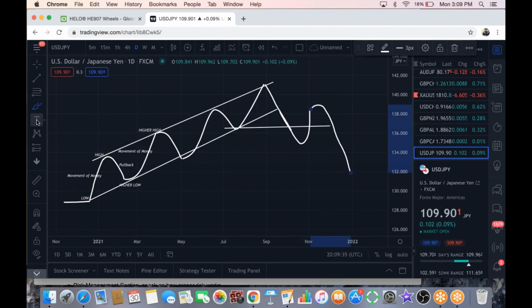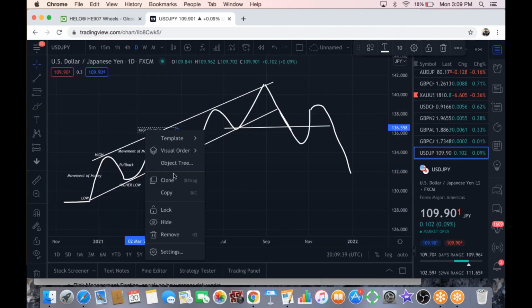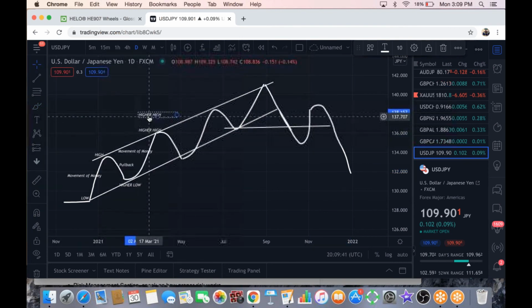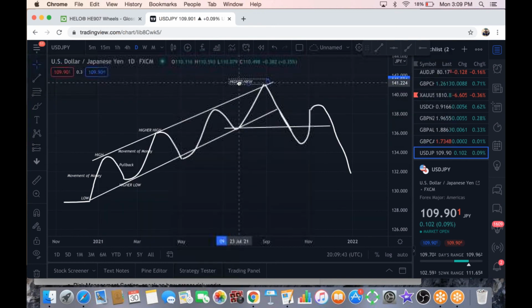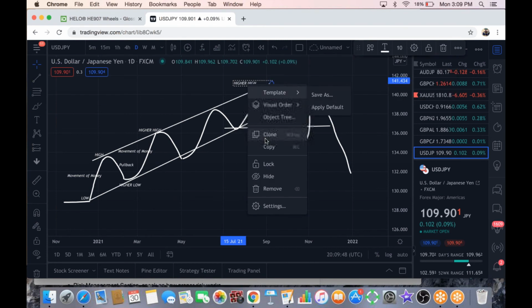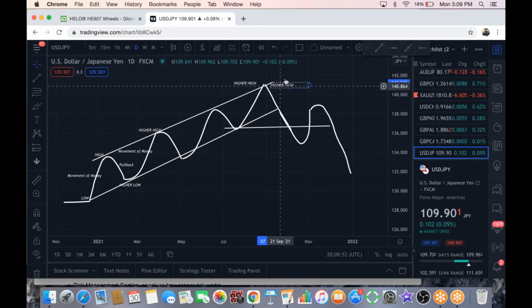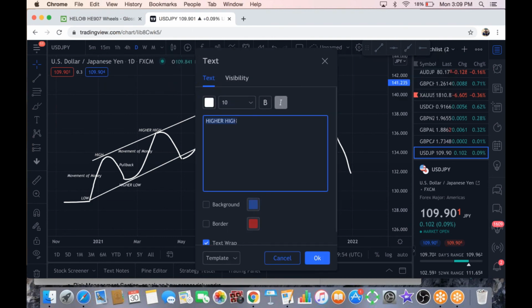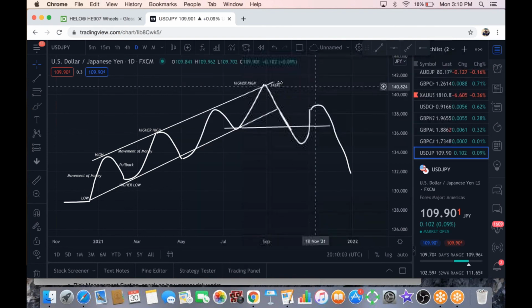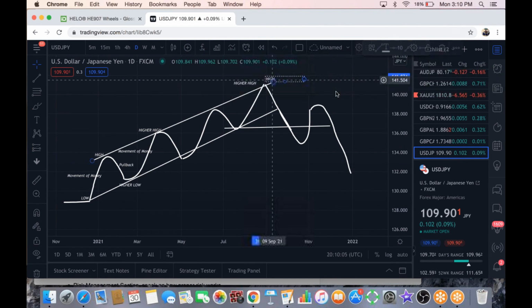So now, if we draw this out and we do this properly, what we're looking at here is this is the higher high, okay? But watch this. Also, in the downtrend, this now becomes the high, okay? This is now the high right here.